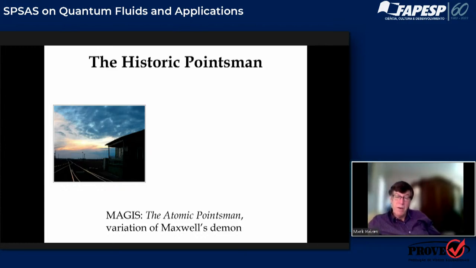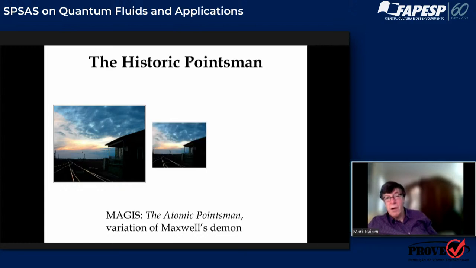And what we start doing is imagining this atomic pointsman getting smaller and smaller and smaller. And my smallest font, you can't see it because it's atomic sized font. But we shrink now this pointsman to the size of atoms. And the pointsman is a laser beam. But it can control the direction of this train. The train is now just an atom.